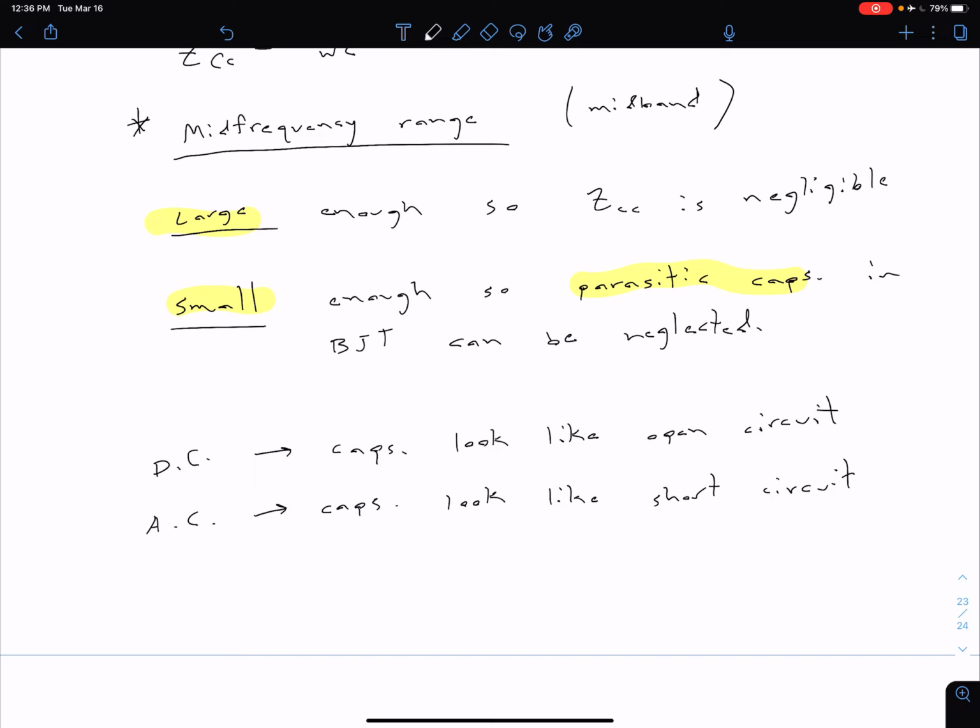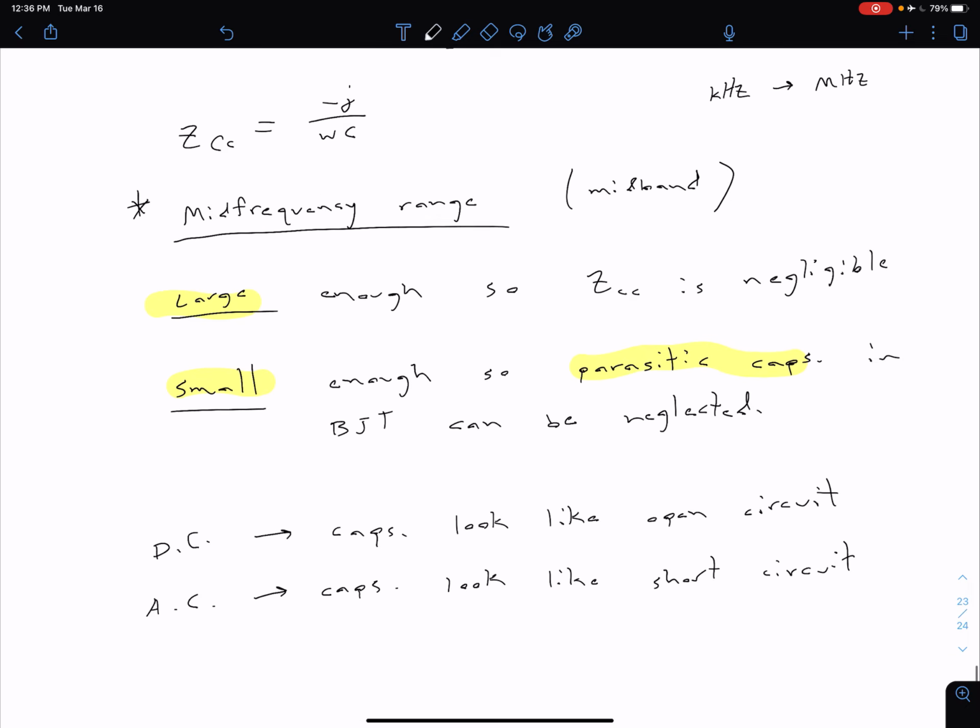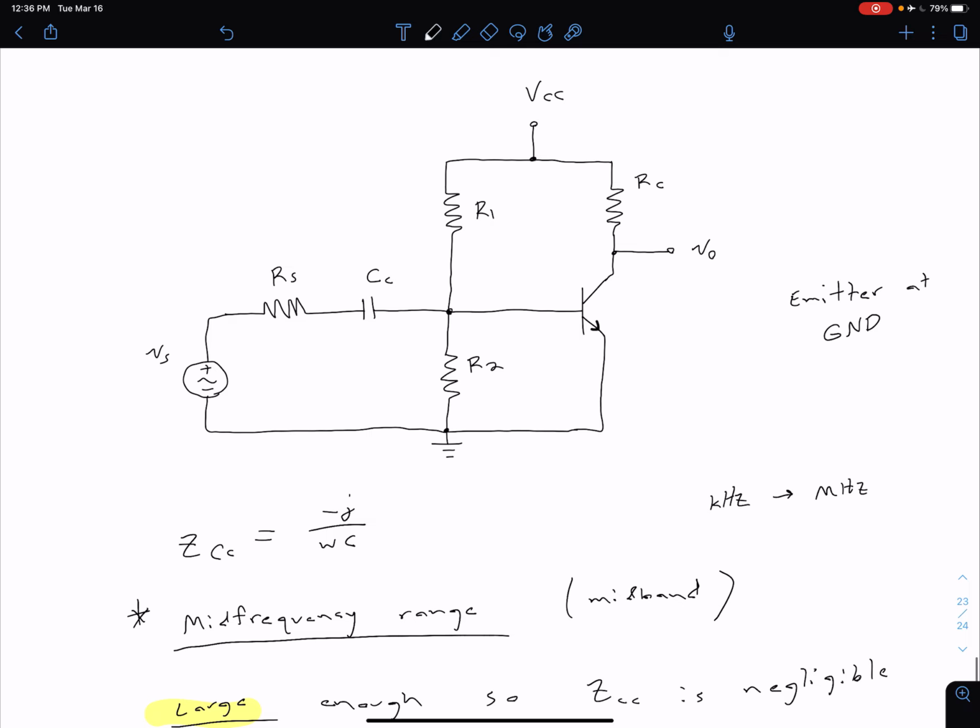And so, of course, if we want more accuracy with that, we can go to a simulation or we could refine our model a little bit. But for this class, we're just going to stick with that. Okay, so with that intro out of the way, let's return to this specific circuit and see if we can figure out our small signal voltage gain.